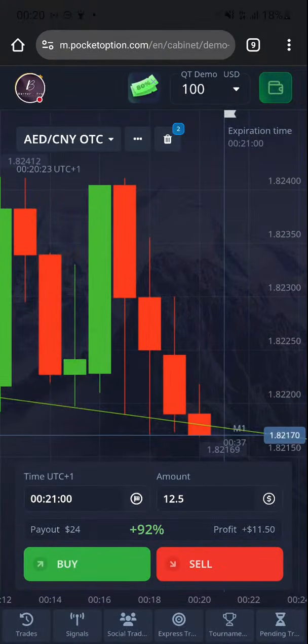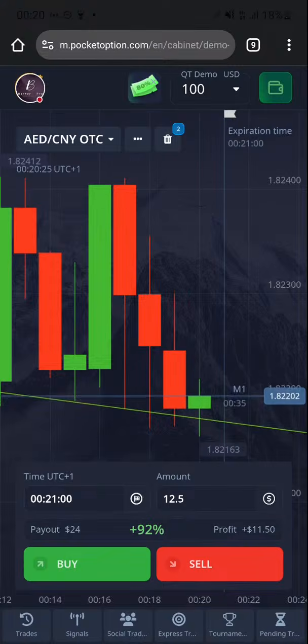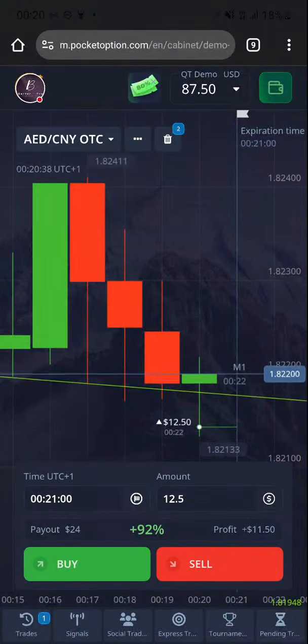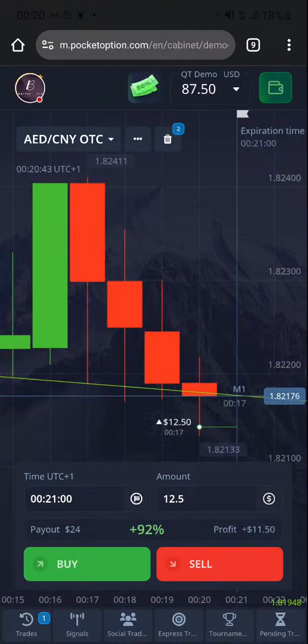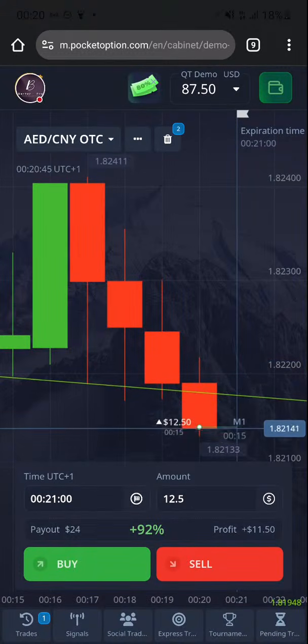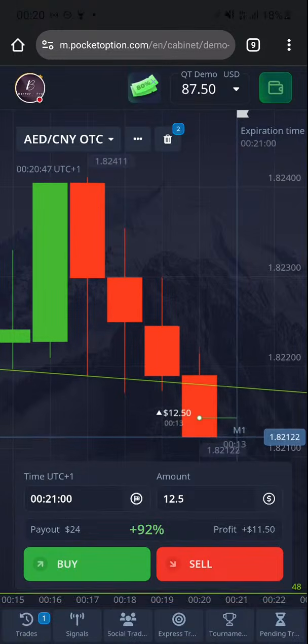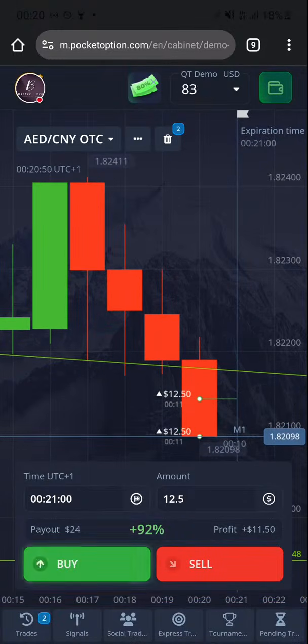So let's see if the adventure of the sellers come right there. This is about the area where I found the round number. So I'm entering the trade right here. I'm expecting a push to the upside. Let's see if that's going to happen for us. We have another round number here.